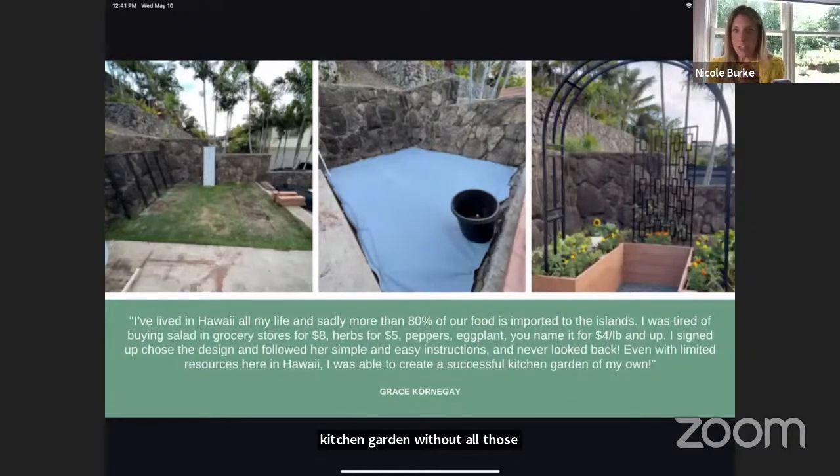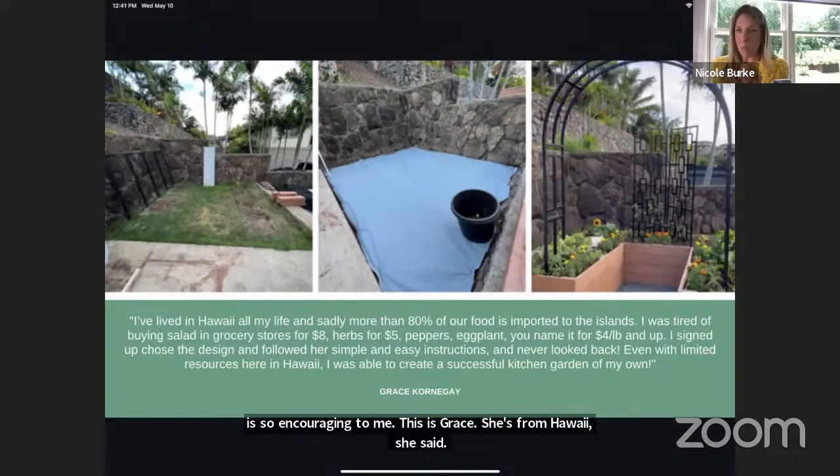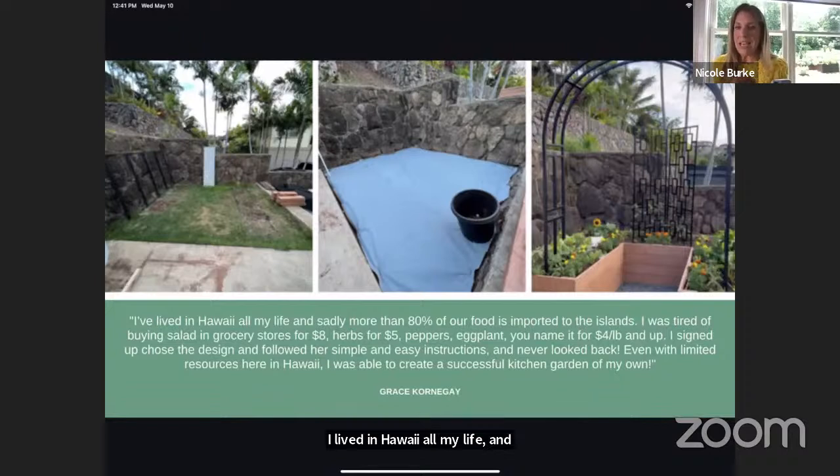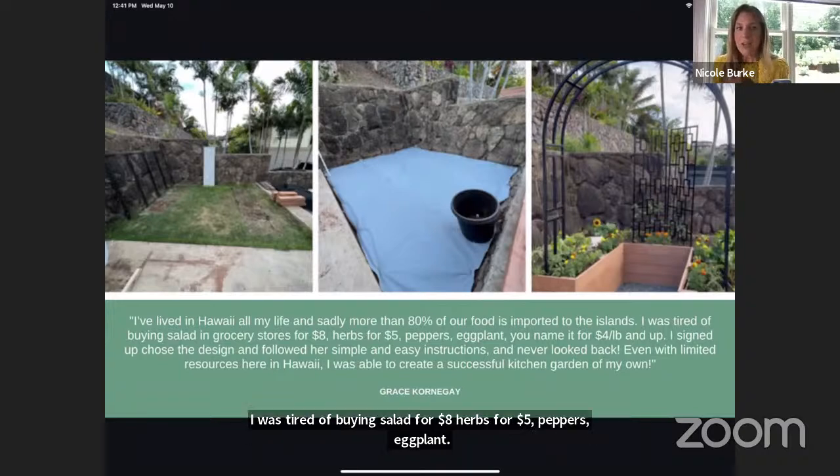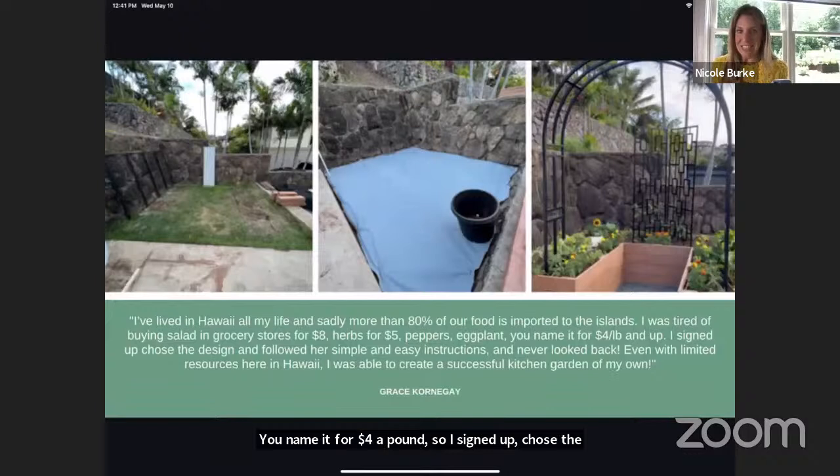This is so encouraging to me. This is Grace. She's from Hawaii. She said, I lived in Hawaii all my life, and sadly, more than 80% of our produce is imported to the islands. So I was tired of buying salad for $8, herbs for $5, peppers, eggplant, you name it, for $4 a pound. So I signed up, chose the design, and followed her simple and easy instructions. And I never looked back. Even with limited resources here in Hawaii, I was able to create a successful kitchen garden on my own.